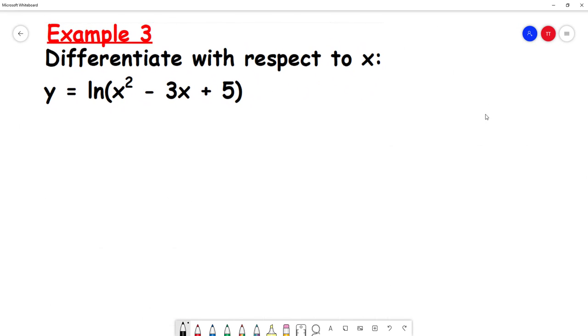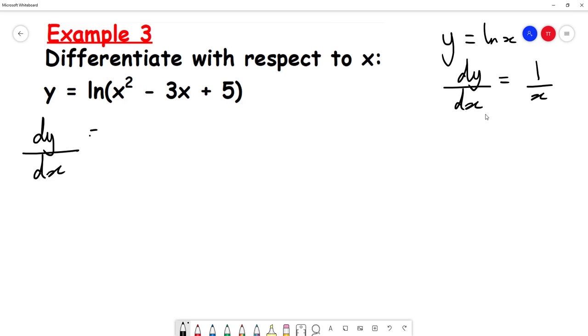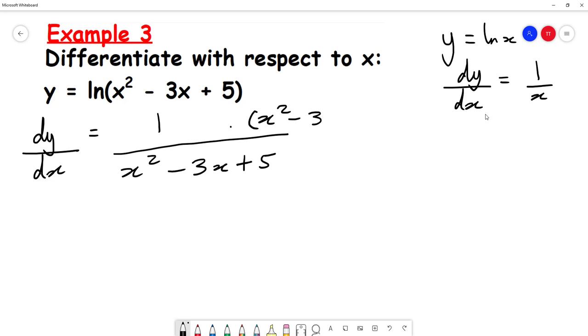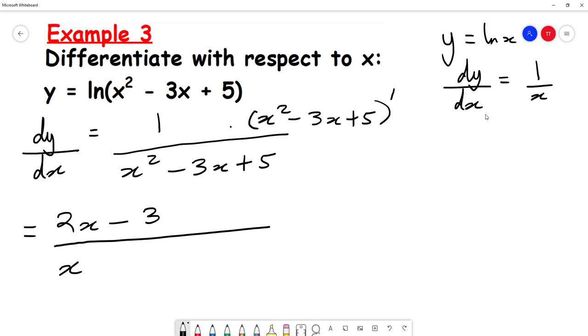So when we differentiate a function like this, don't forget, if y was equal to ln x in general, dy by dx would be 1 over x. So in this case, dy by dx, we're going to write it as 1 over the function, which is x squared minus 3x plus 5. But now I'm going to times it by the differentiation of the bracket, which is (x squared minus 3x plus 5) dashed. And we're going to differentiate all this. The dash means differentiate. So we end up with 2x minus 3 on the numerator, and on the denominator, we get x squared minus 3x plus 5.